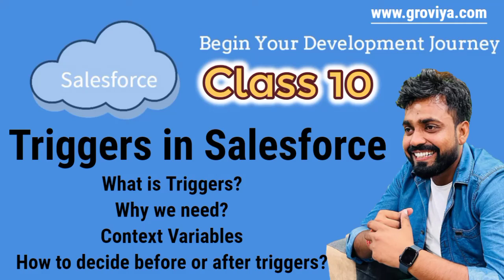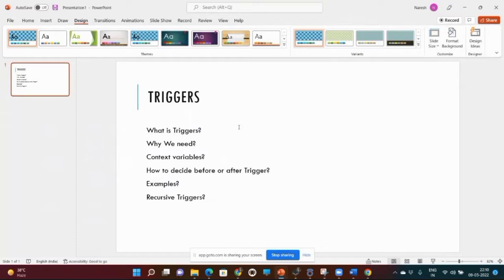We will discuss triggers, why we need them, what triggers are, the different context variables which we have and use, and how to decide when to use a before trigger or an after trigger, because that is the big challenge for developers when they start learning to decide whether they should use a before trigger or after trigger, and what scenarios can be there. We will write a couple of examples and we'll also talk about recursive triggers or recursion, and how to prevent that if we have any.